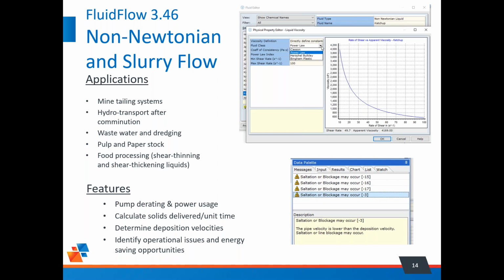Some of the things that you're going to find interesting here: pump derating and power usage as output, calculation of solids delivered, the calculation of deposition velocities to identify if sanding or a blockage occurs in a pipe, and also the capability of allowing you to get more insight into how your system works, to be able to maybe identify some energy saving opportunities or potential operation issues.